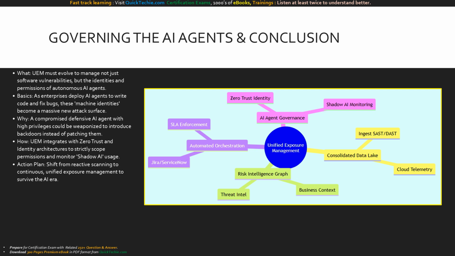Our final mind map summarizes the pillars of unified exposure management. A robust strategy relies on a consolidated data lake to ingest all telemetry. This feeds the risk intelligence graph to apply business context. The prioritized risks flow into automated orchestration for rapid SLA enforcement. Finally, spanning all of this is AI agent governance, ensuring strict zero-trust identity controls over the very AI tools securing your enterprise.